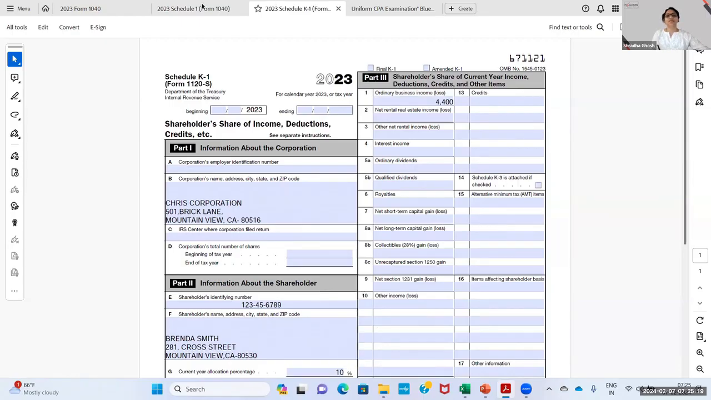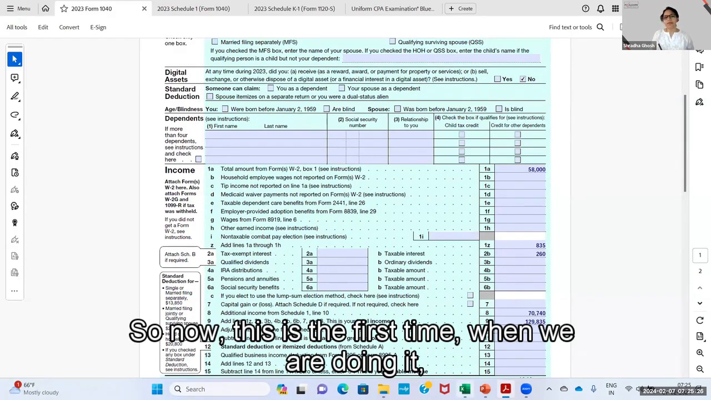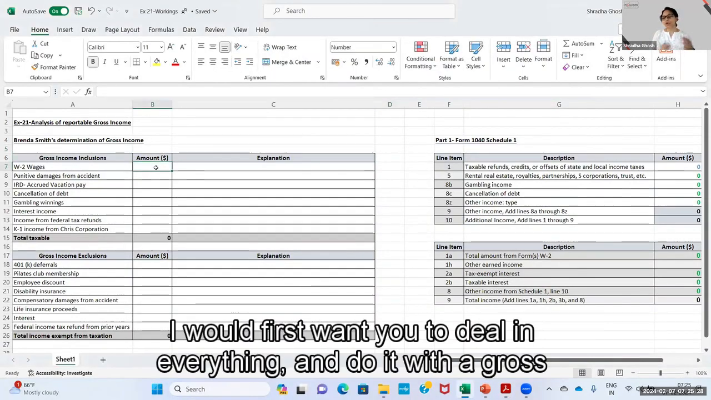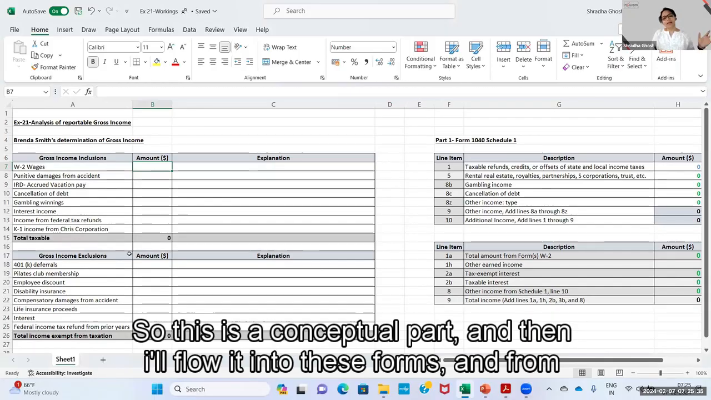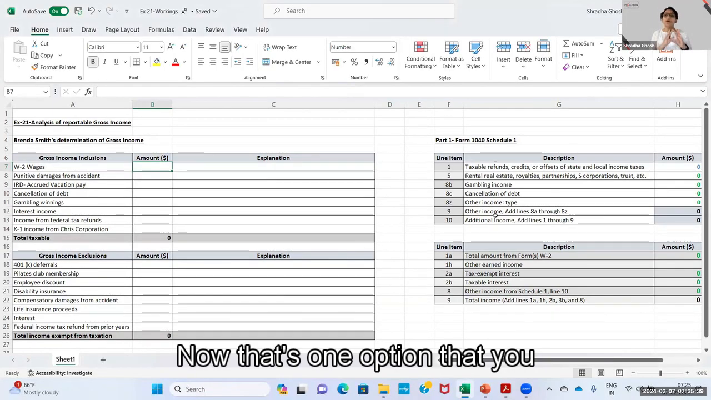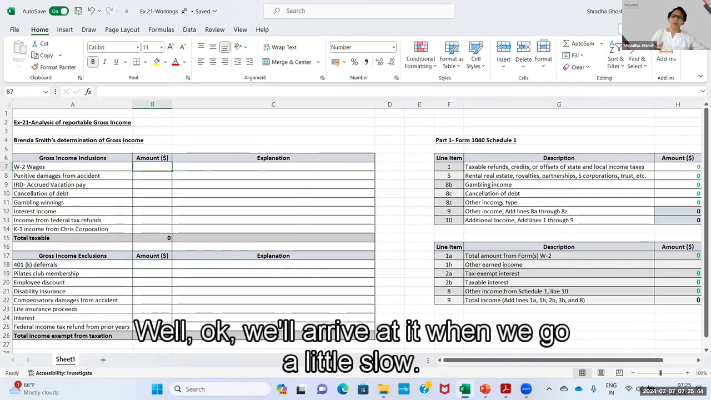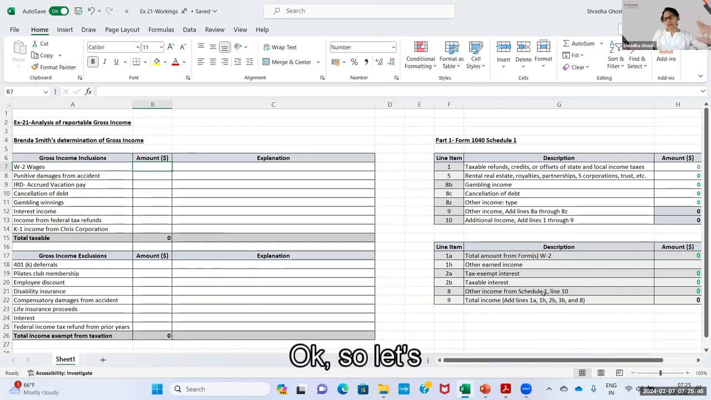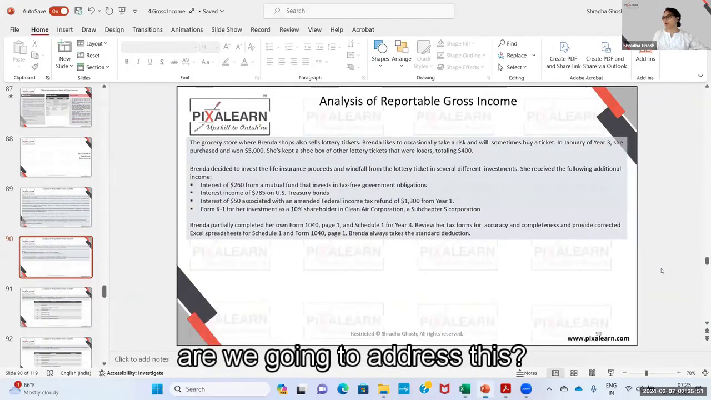Okay. At this point of time, I just need to go and roll with the data that is given to me. Okay. So now this is the first time when we're doing it. I would first want you to delink everything and do it with the gross income inclusion and exclusion. So this is the conceptual part. And then I'll flow it into these forms. And from here, I can fill it up. Now that's one option. Now see, why is this important? We'll arrive at it when we go a little slow. Okay. So let's park it for the timing and let's straight away delve into it and see how we are going to address this. Okay.